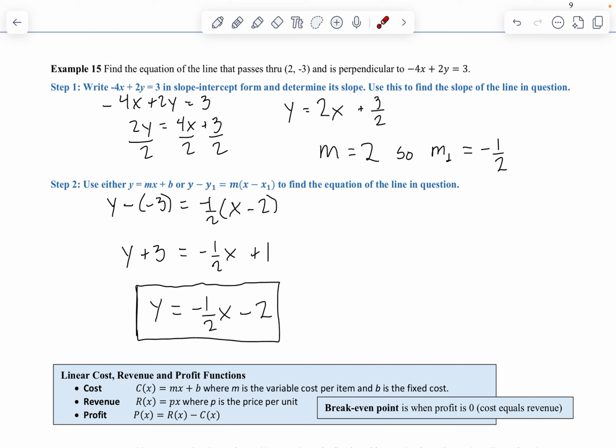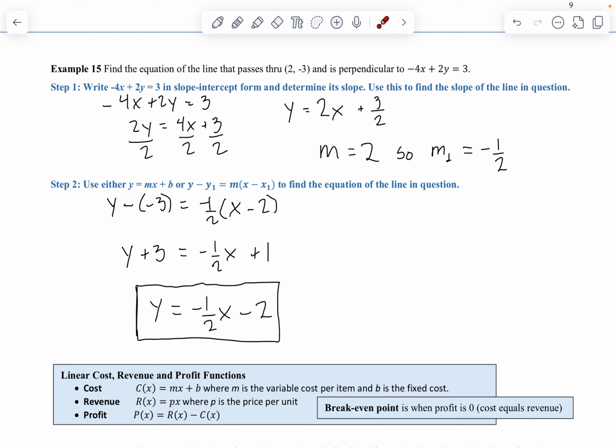Okay? Then we have revenue. A revenue function is of the form P times x, where P is the price per unit, and x represents the number of units. So cost is money going out, revenue is money coming in. And it makes sense: if you're selling items at some price, we multiply the price per unit by the number of units sold, and that represents the money coming in.